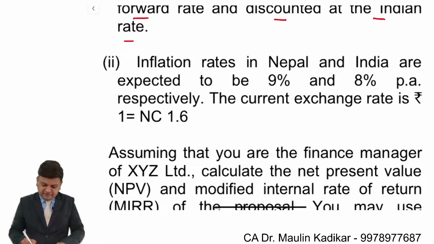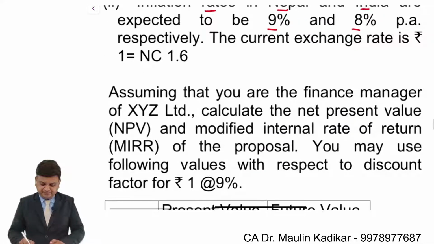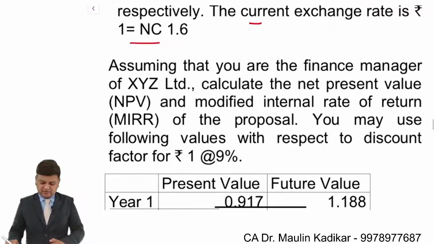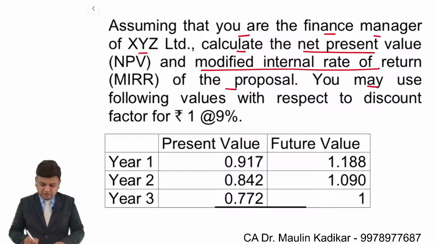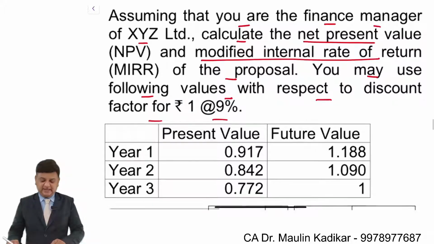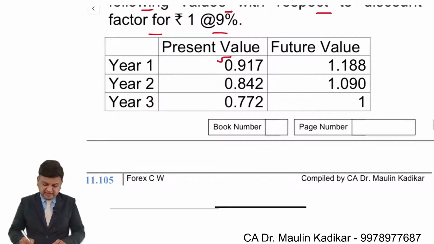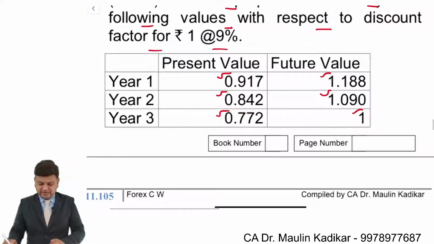Second, inflation rates in Nepal and India are 9% and 8% respectively. The current exchange rate is 1.60 Nepalese currency per rupee. Assuming you are the finance manager of XYZ Limited, calculate the NPV and modified IRR of the proposal. You may use the following values with respect to the discounting factor of rupee 1 at 9%. Year 1 to year 3 present value and future value factors have been given to us.